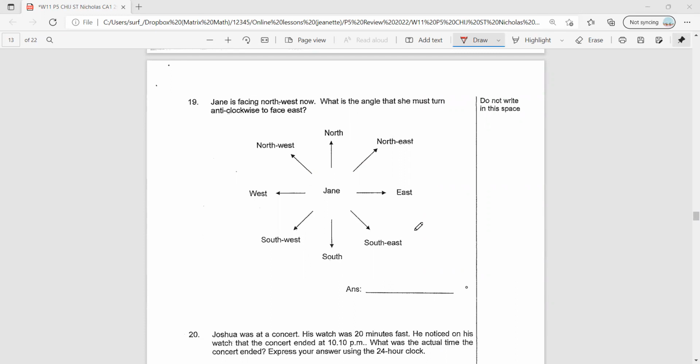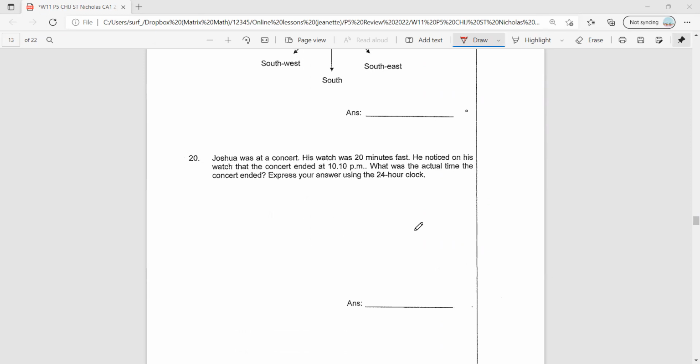I need 20. Joshua was at a concert. His watch was 20 minutes fast. He noticed on his watch that the concert ended at 10:10 p.m. What was the actual time? Express your answer using 24-hour clock.